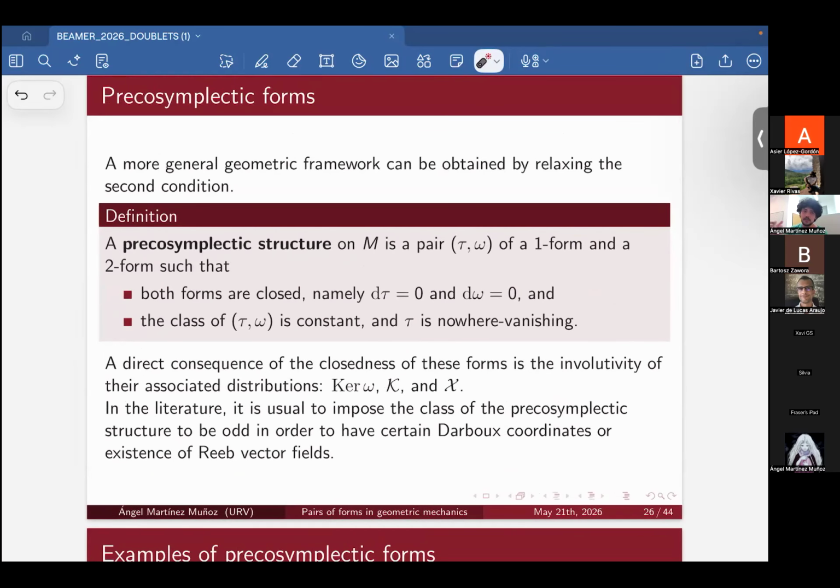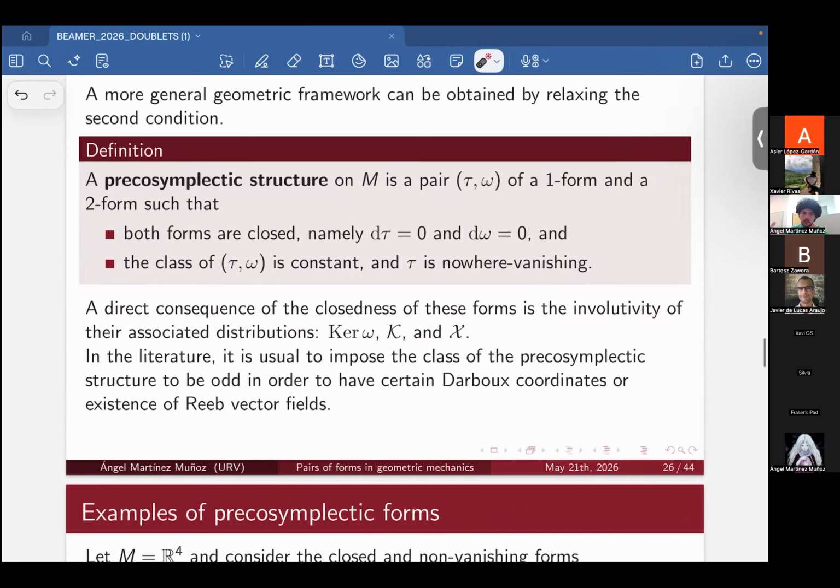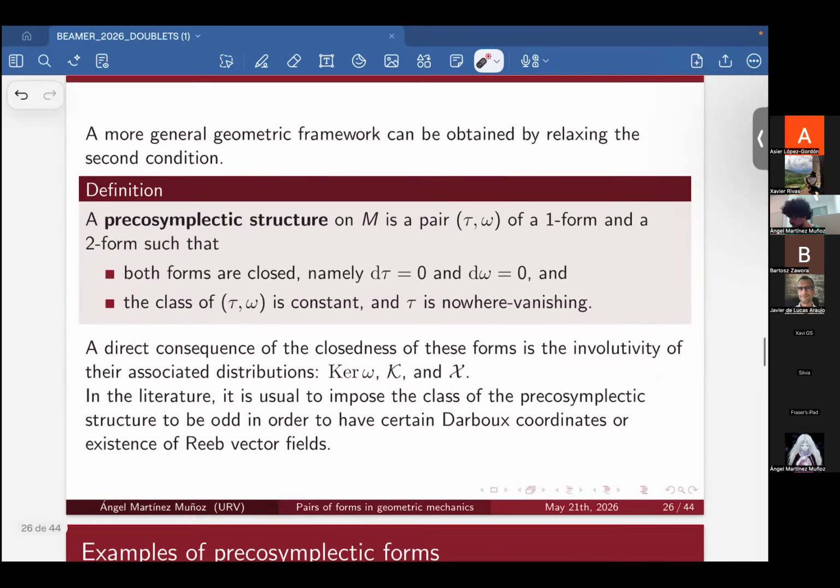So this is in line with the fact that we're dealing with multilinear algebra more than with manifolds, let's say. So this closeness condition doesn't come as often, but it gives you, for example, involutivity of the different associated distributions you have. And that could be useful, for example, to prove Darboux theorems and to give some other results, as you will see later if I have time. I have some results on this.